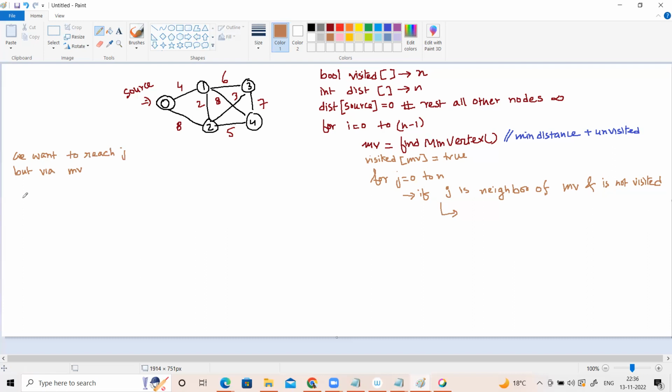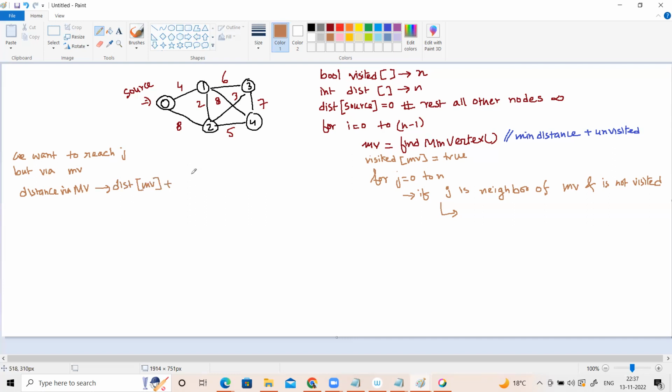So how are we going to do it? Let's see. You can say distance via MV. Suppose this is the function we have read. How can we calculate that? We have the dist array. From the dist array, we can say the distance of MV is the value we are giving, because we have already calculated the minimum vertex. So distance via mean vertex is what? That we need to understand, right?